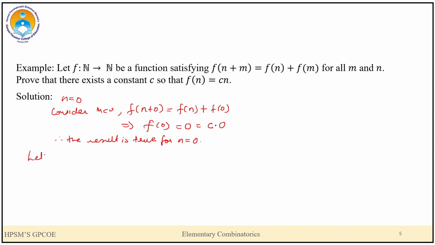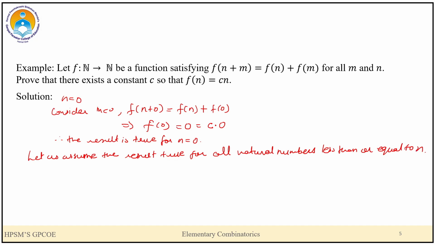Now let us assume the result is true for all natural numbers less than or equal to n. That is, there exists a constant c such that f of k is equal to c times k for k less than or equal to n. Now we have to prove the result for n plus 1.